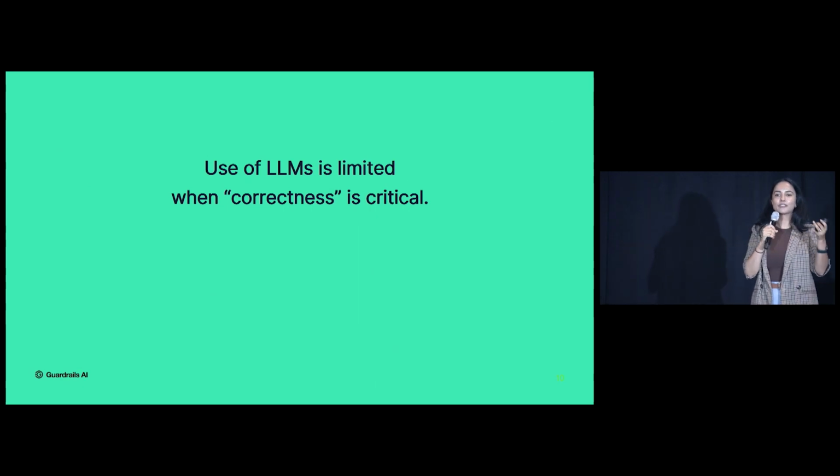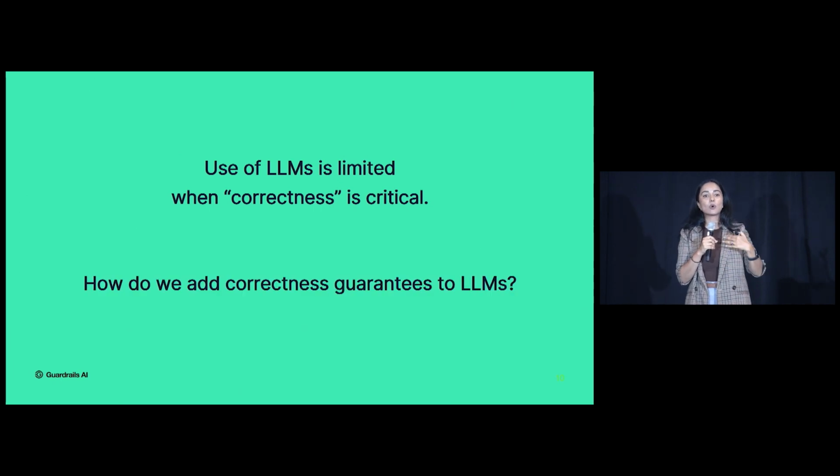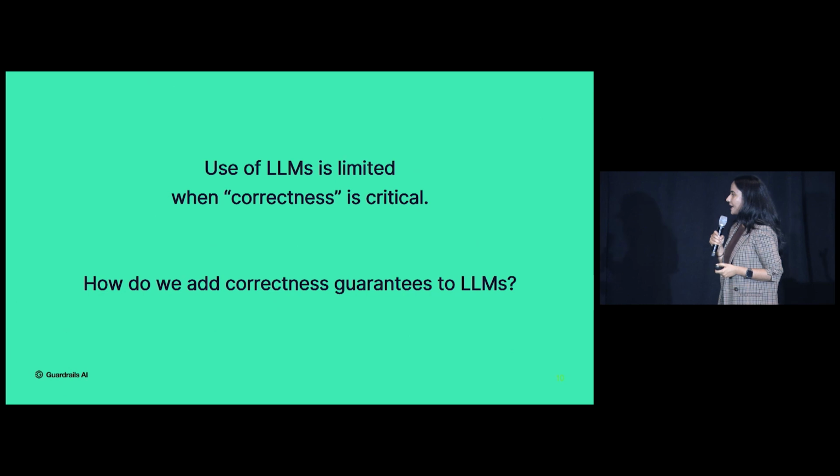So all of this ends up in a situation where the use of LLMs is limited anywhere you have correctness-critical applications, right? For example, with ChatGPT, you ask it a few questions, it's wrong, you give it feedback and then move on. Same with GitHub Copilot. But if you aren't in an application where you have that same level of flexibility, how do you add correctness guarantees when you're working with LLMs?